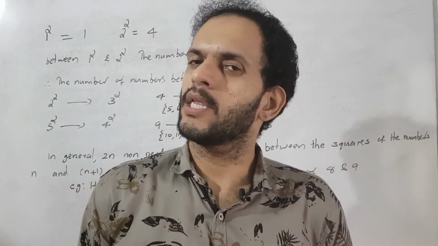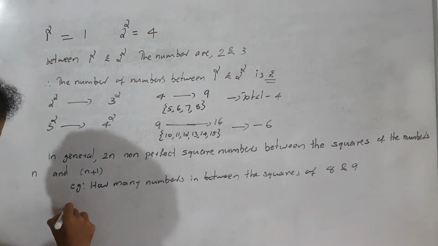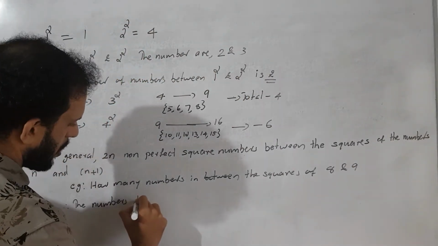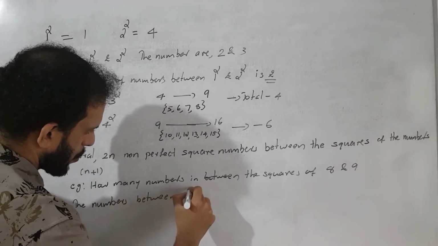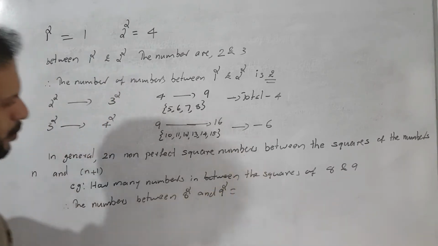Then how do we find? That is very clear, very easy. Therefore, what is the answer? The numbers between 8 square and 9 square is equal to, how to find?